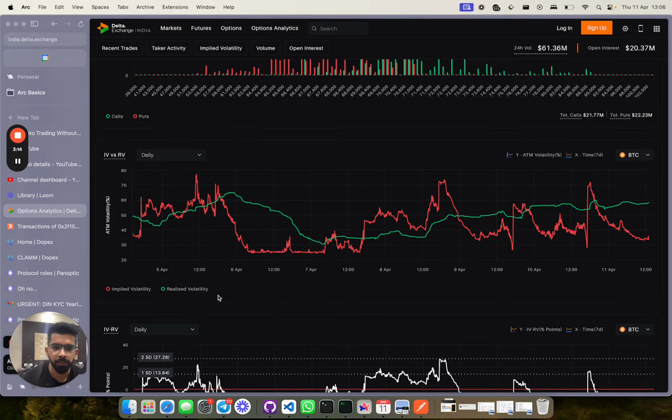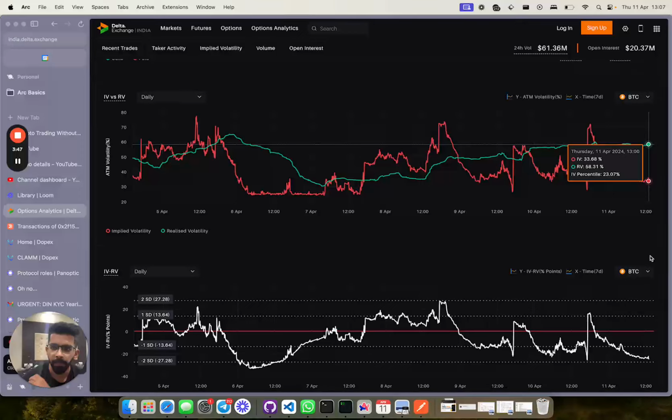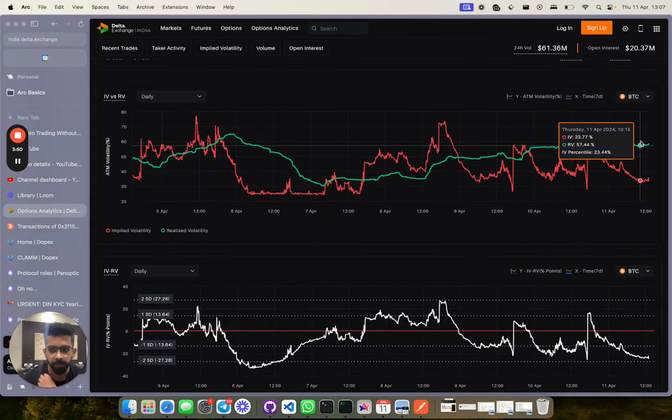RV is the realized volatility and IV is the implied volatility. Implied volatility is shown in red and RV is shown in green. As you can see, implied volatility reached a peak of 71% here and it has been steadily decreasing to 33% for Bitcoin. So what does this mean? A decreasing IV would mean that the premiums for the options are decreasing, which means that the traders are not expecting a big move to come into the market, and this is a good time to buy options rather than selling them. Similarly, if the IV was increasing above the RV, it would mean that this is a good time to sell options and the traders are expecting the IV to come down.